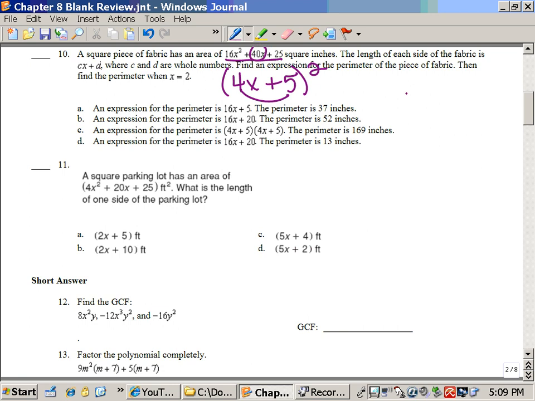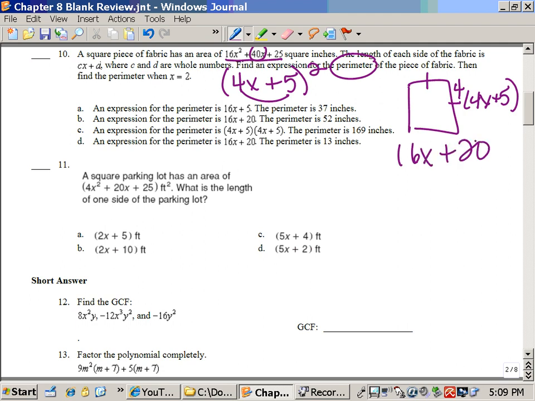Now that's the area. I have 4 sides to my square, and that means that these 2 sides are 4x plus 5 and 4x plus 5. In order to find the perimeter, all I need to do is multiply that by 4, and that gives me 16x plus 20. Well, I notice that B is 16x plus 20 and D is 16x plus 20. The correct answer is B, because when I plug in a 2, that's 16 times 2 plus 20, and that gives me 52.